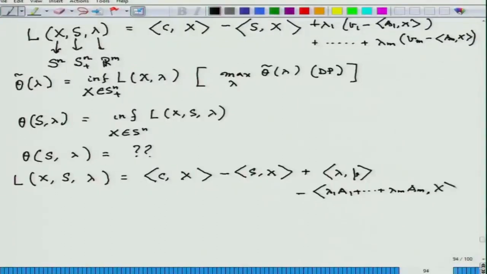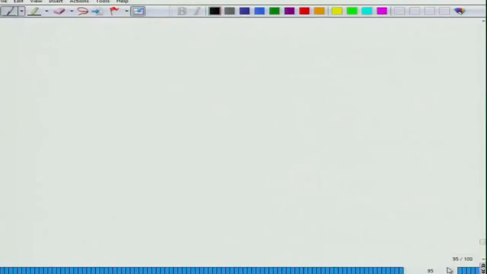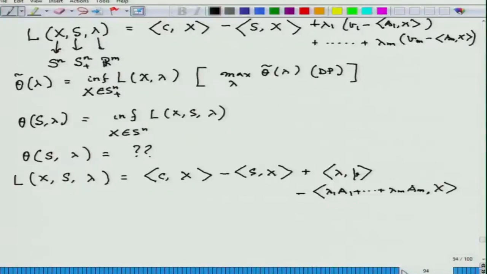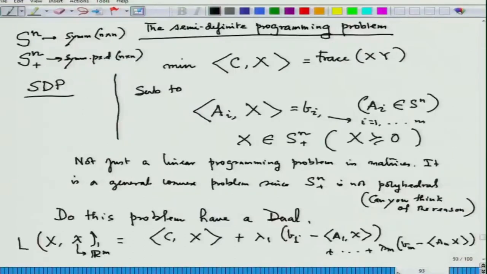I want to again remind those who have forgotten what the inner product between two symmetric matrices is: it is trace of x, y. So, I can again write lambda b plus the inner product of x with c minus s minus lambda 1 a 1 up to lambda m a m. See, this symbol is called the Loewner ordering.